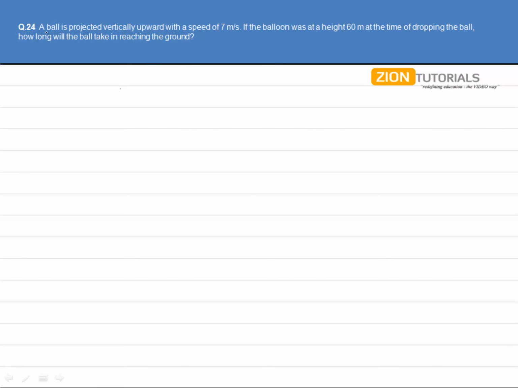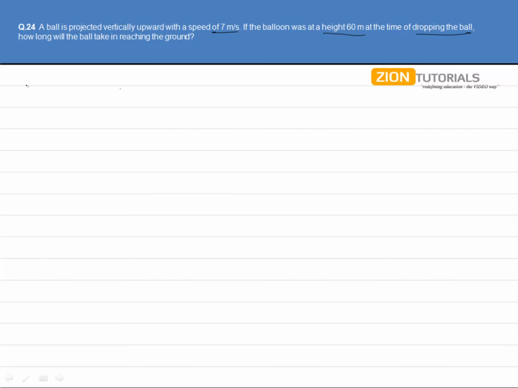The question says a ball is projected vertically upward with a speed of 7 meters per second. If the balloon was at a height of 60 meters at the time of dropping the ball, how long will the ball take in reaching the ground?